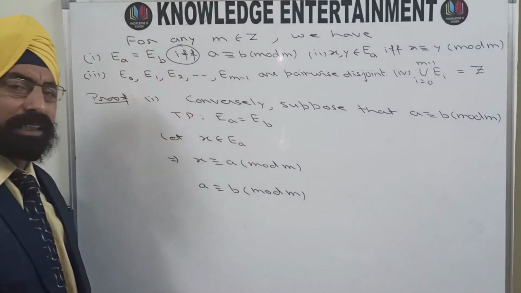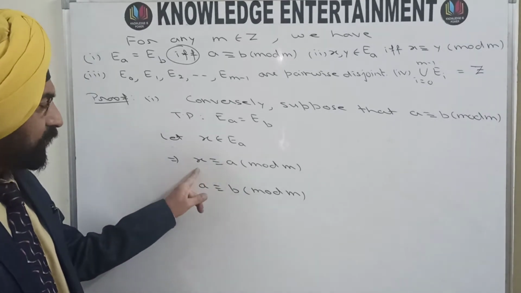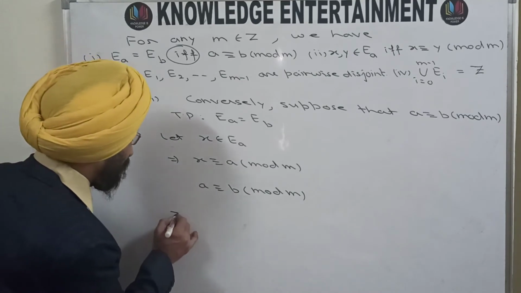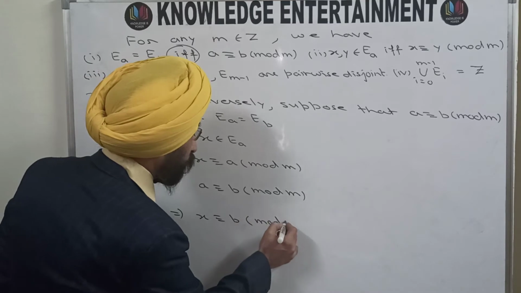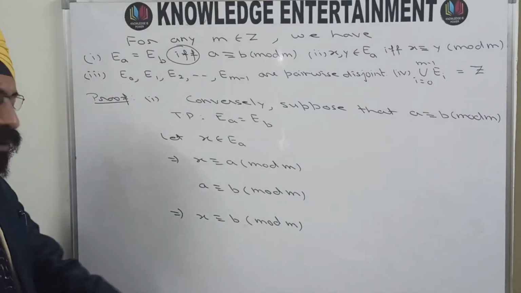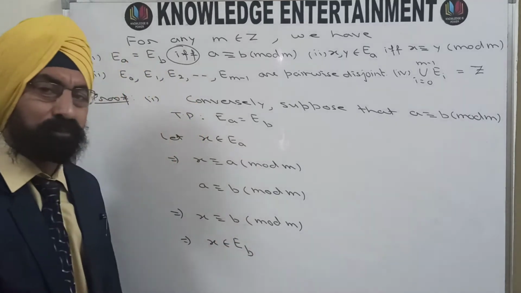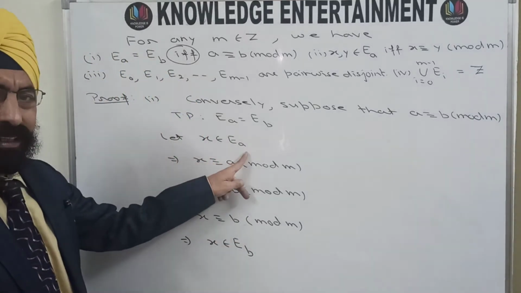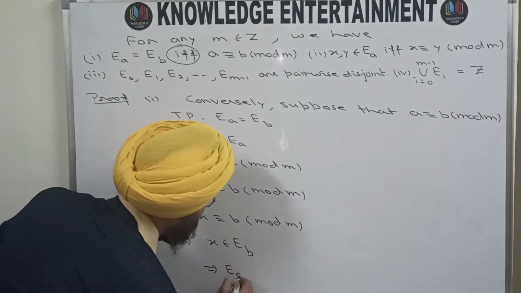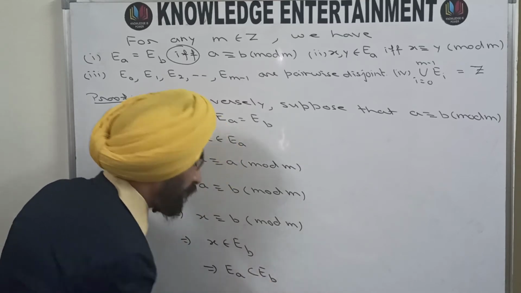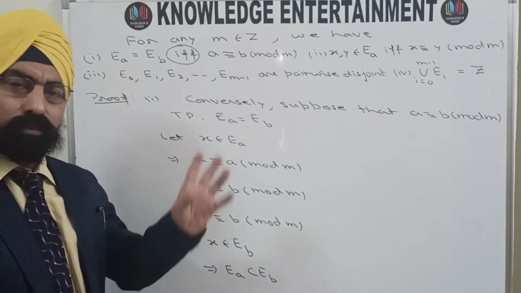And now use transitivity once again. X is congruent to A and A is congruent to B. If X is congruent to A and A is congruent to B, this directly means X is congruent to B modulo M. And if X is congruent to B modulo M, then X belongs to the residue class of B. You have taken X from EA and now X is in EB, which means EA is a subset of EB. And let us move the other way on the same lines.